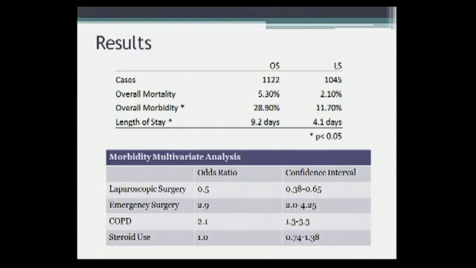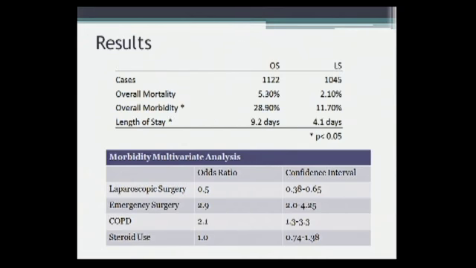The overall mortality was 5.3% in open versus 2.1% laparoscopic. In the multivariate analysis, this did not come out to be a significant difference. However, overall morbidity at 28.9 versus 11.7% and length of stay at 9.2 days versus 4.1 were significant.